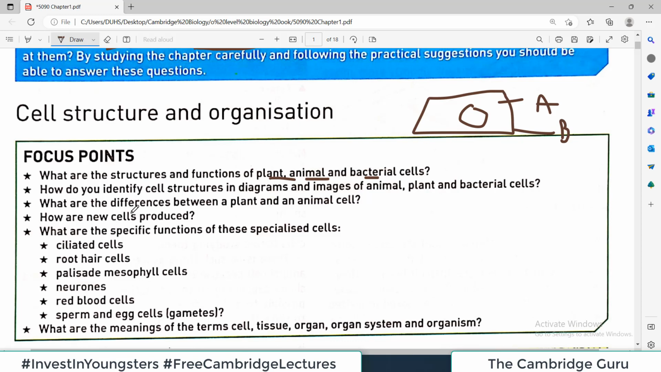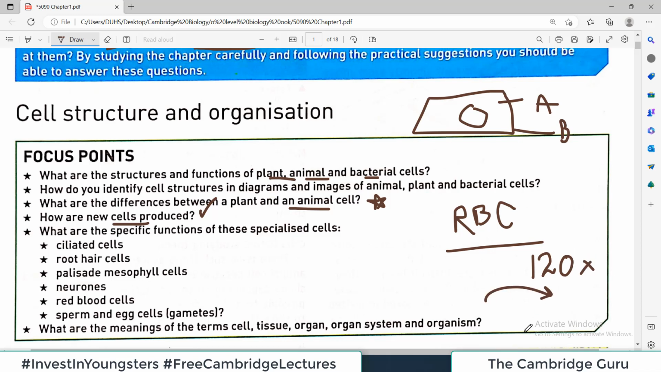Okay, what are the differences between a plant and animal cell? Very important topic which we will study in this chapter. How are new cells produced? What is the mechanism of making new cells? Because you remember, in your body many of the cells are reproduced. For example, your red blood cells. All of you have red blood cells in your body. The job of the red blood cell is to carry oxygen, and these red blood cells are alive in your body for about 120 days. After 120 days they die, and then new red blood cells come into the blood. So we will talk about how they are produced.